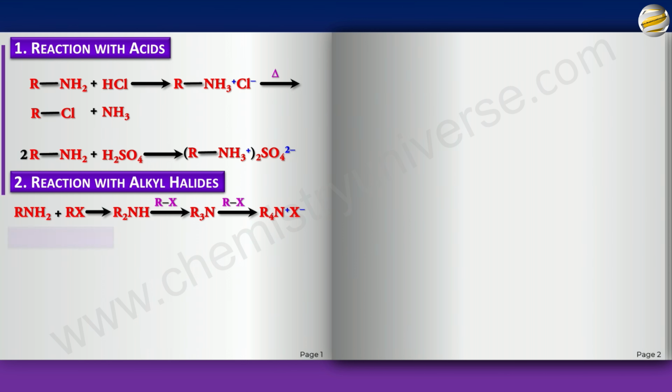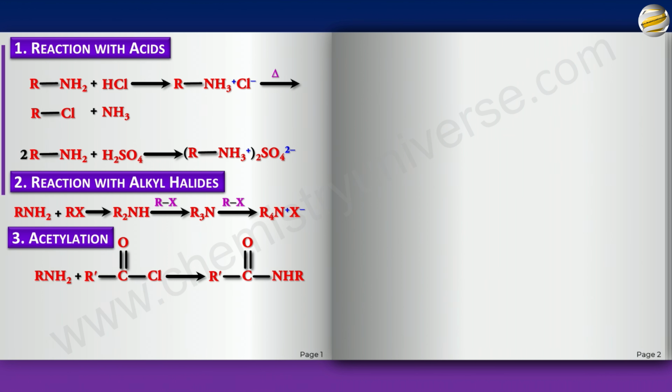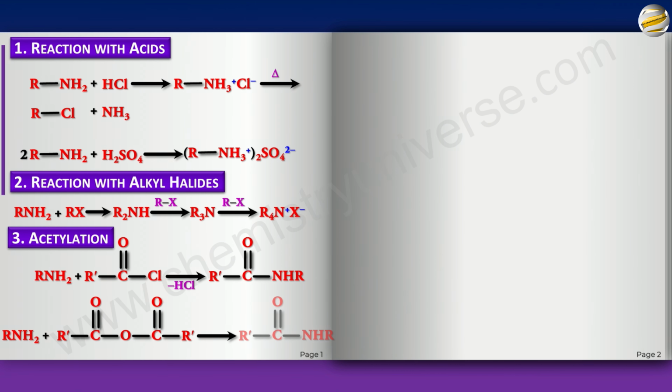Then we have acetylation, we have done something similar. RNH2 reacting with R prime COCl, if you remember, is nucleophilic substitution. Cl will leave and RNH will take its place, and so HCl will be released. And if you were to do this with an anhydride, again the same thing will happen with the formation of a carboxylic acid.